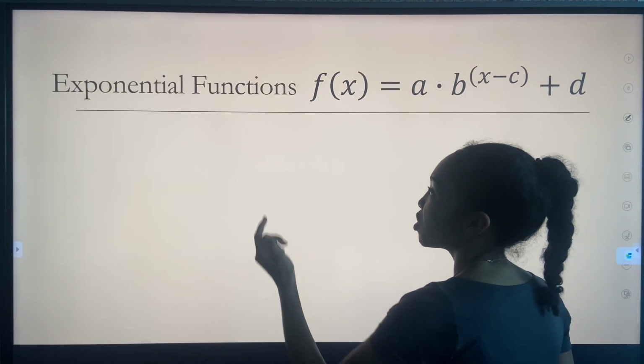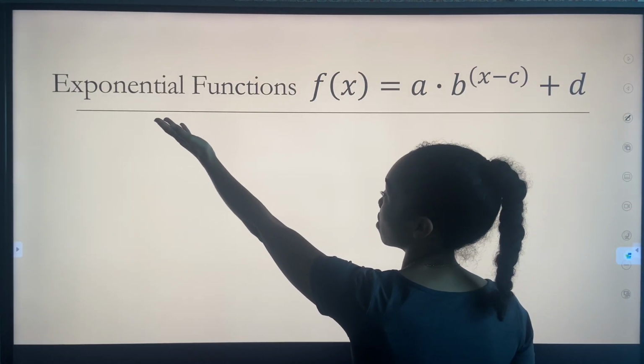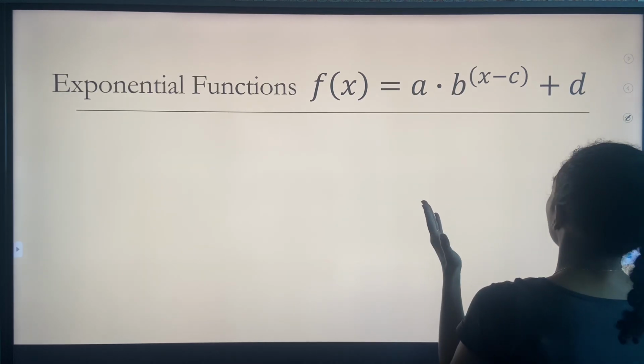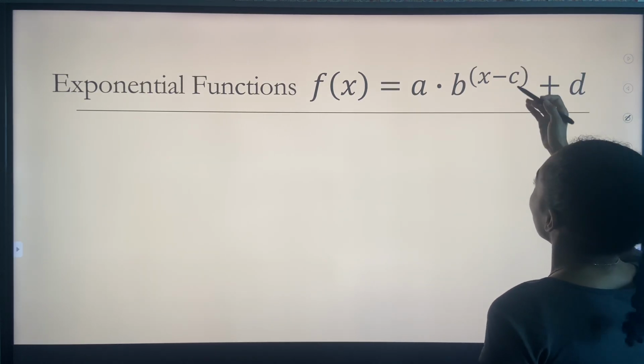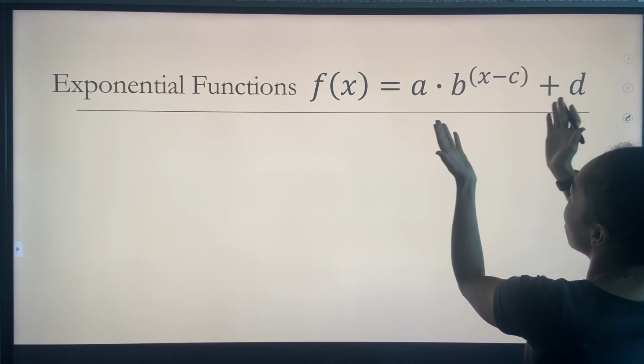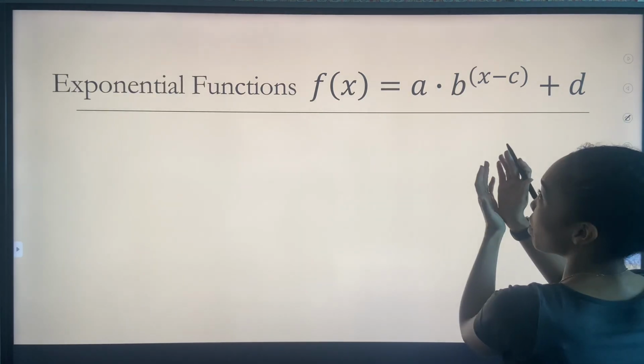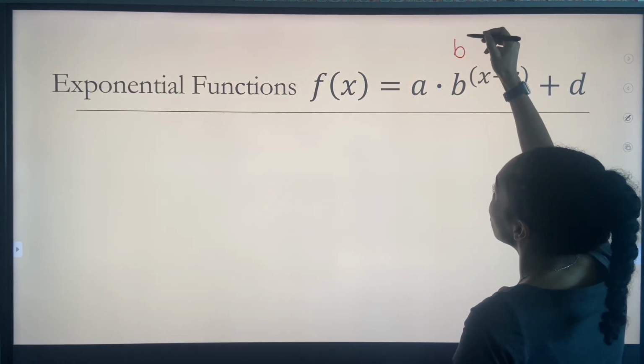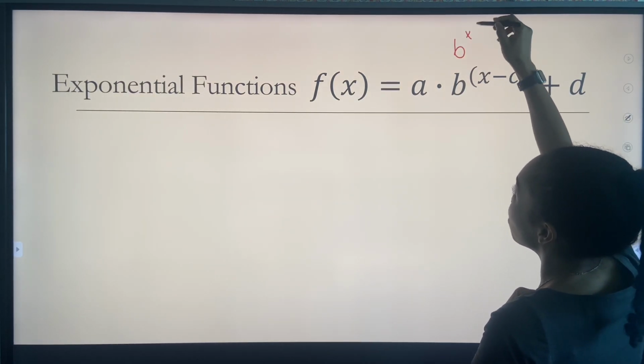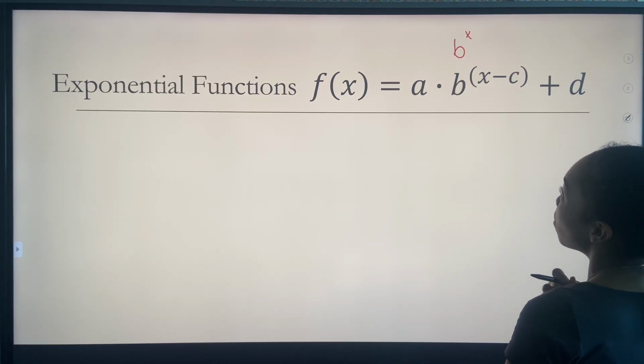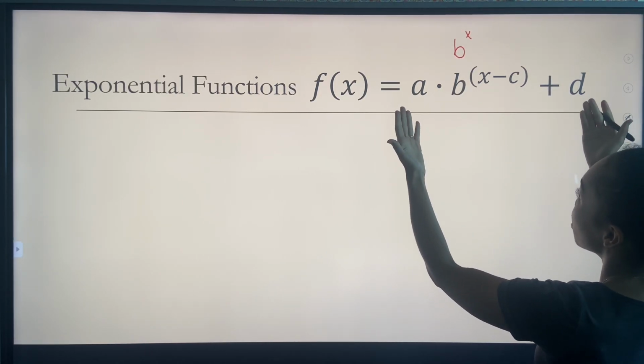Today we're going to be talking about exponential functions, and we're going to be transforming them. So whenever you transform them, you're going to see extra stuff in here. If there's no transformations, it would just be your base with the exponent being a variable. However, we have different transformations here.